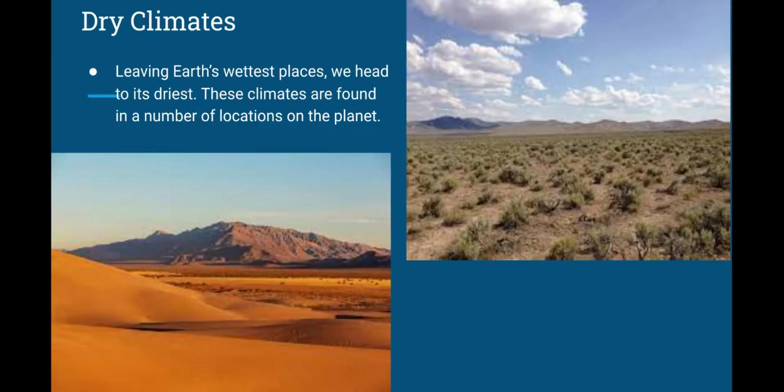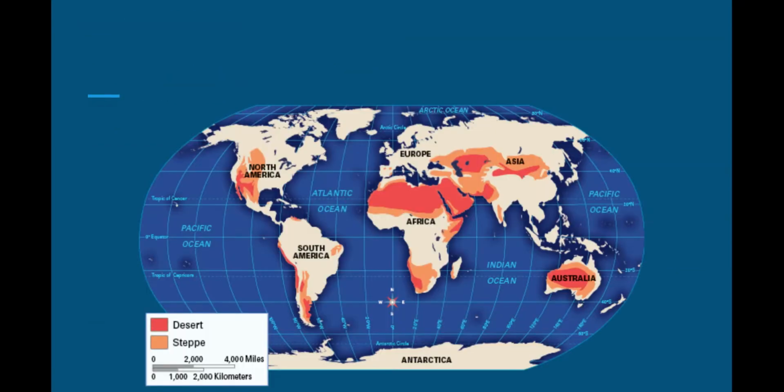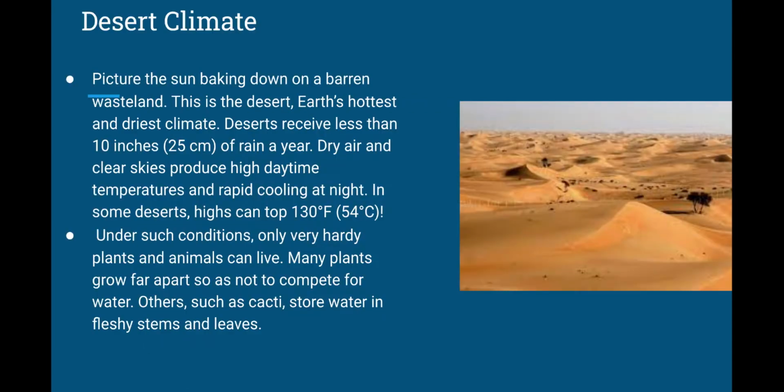Dry climate. Leaving Earth's wettest places, we're going to head to one of its driest places. These climates are found in a number of locations around the planet. Okay, here's a picture. You can pause to look at all the different dry desert climates. Desert climate. Picture the sun baking down on a barren wasteland. This is the desert, Earth's hottest and driest climate.